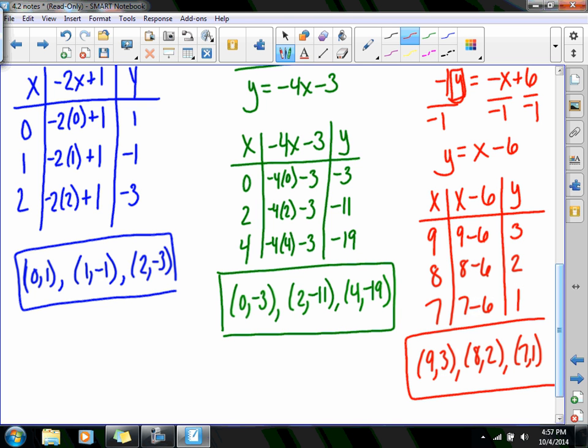Now I could have picked 0, 1, and 2. And when I would have done that, I would have gotten negative numbers for my y values. And that's completely okay.